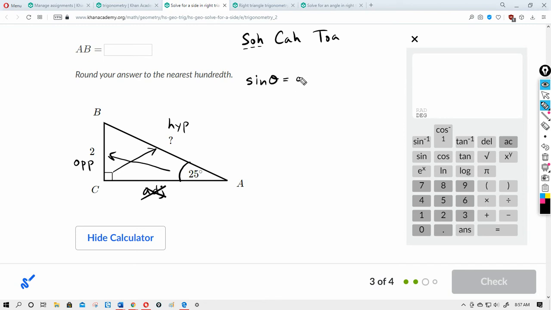Sine of theta equals opposite over hypotenuse. Okay, our angle theta is 25 degrees. And that equals opposite, which is 2, divided by hypotenuse, which is question mark.